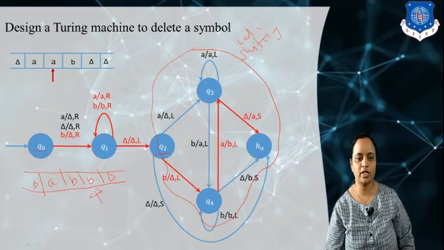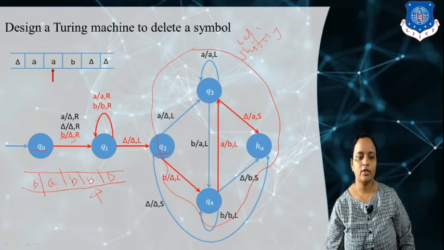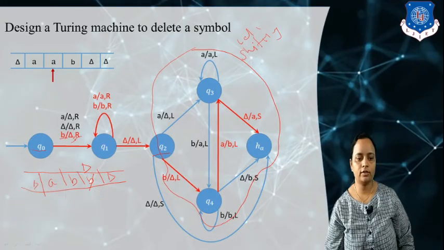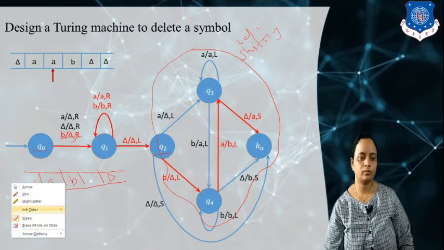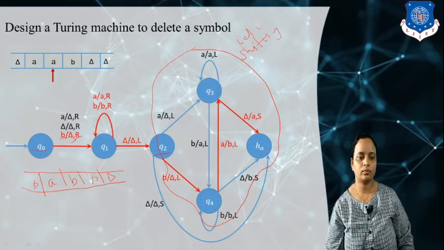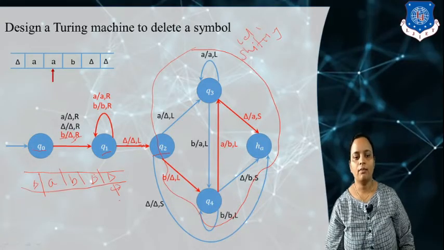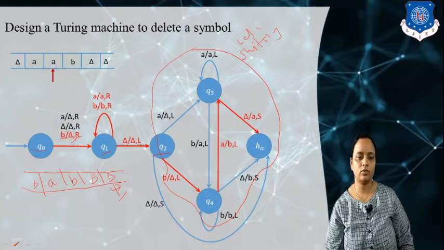So at Q0 state, B is replaced by a delta. So B is replaced by a delta and I move my head to the right direction. So my head is moving to the right direction. At Q1 state, if it is delta, delta is replaced by a delta and move the head to the left side. So here you can see.